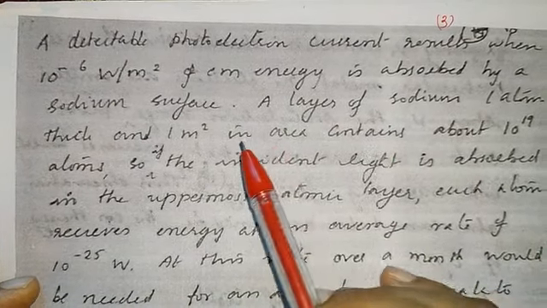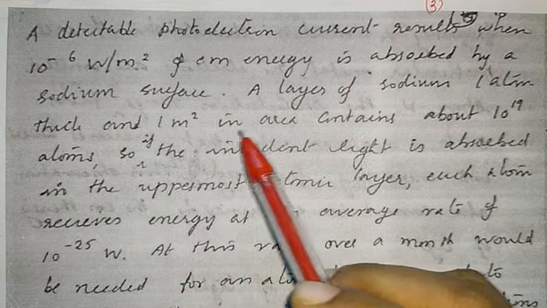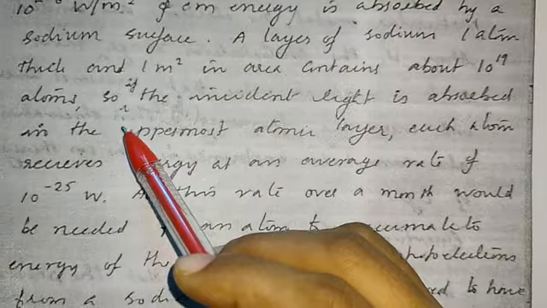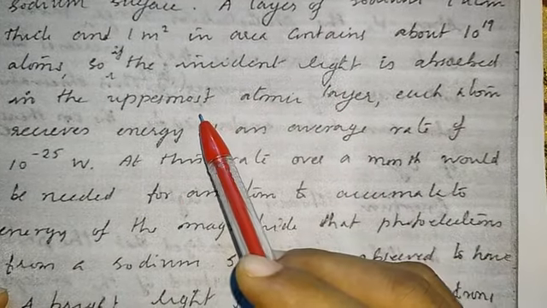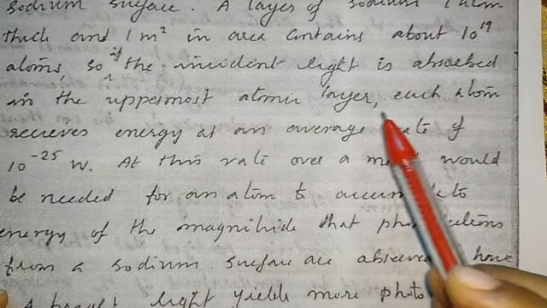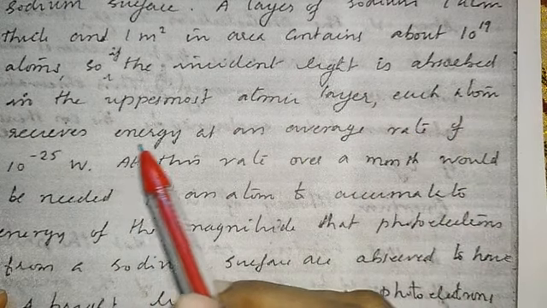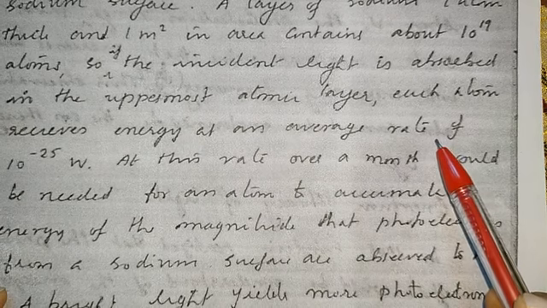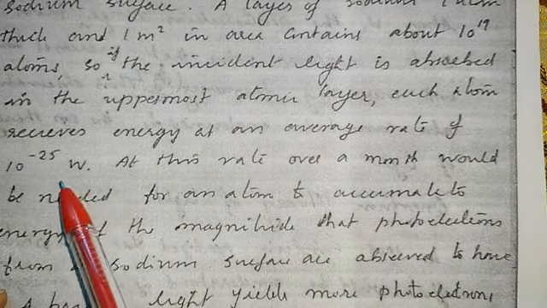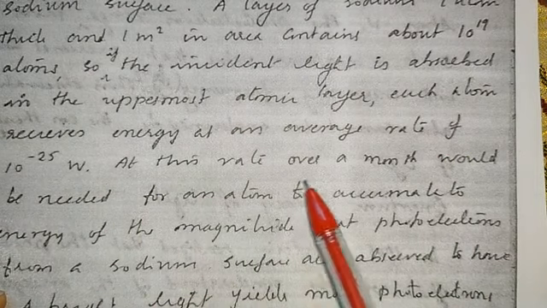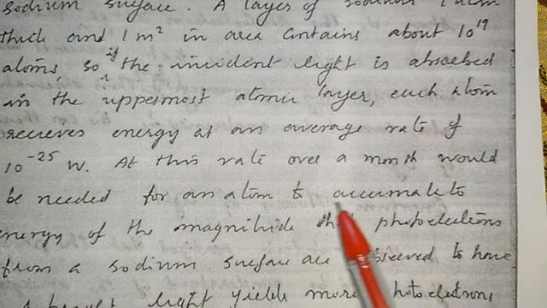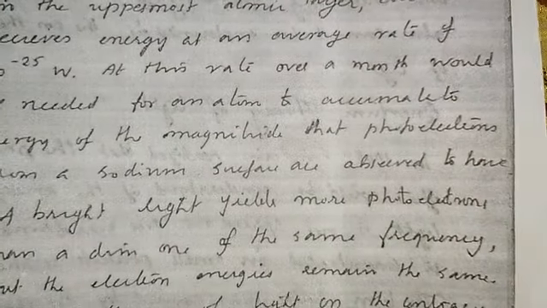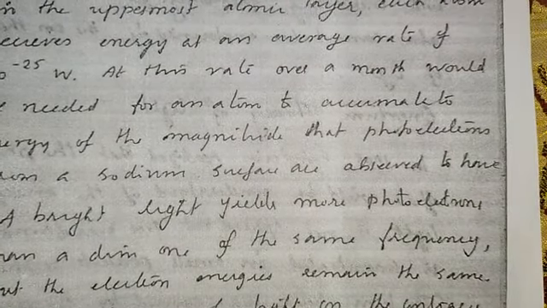A layer of sodium 1 atom thick and 1 meter square in area contains about 10 to the power 19 atoms. So, if the incident light is absorbed in the uppermost atomic layer, each atom receives energy at a rate of 10 to the power minus 25 watt. At this rate, over a month would be needed for an atom to accumulate energy of the magnitude that photoelectrons from a sodium surface are observed to have.